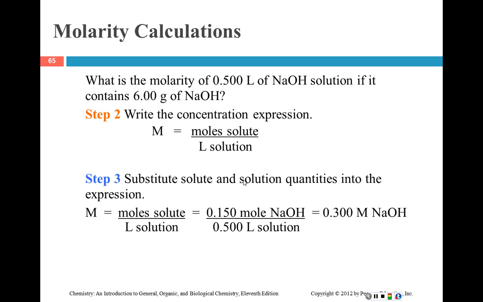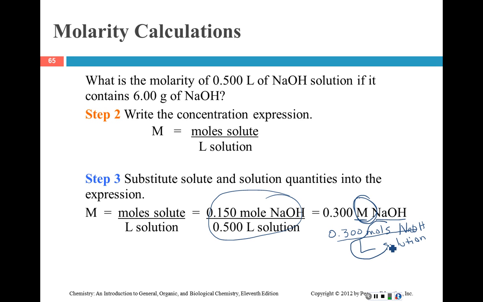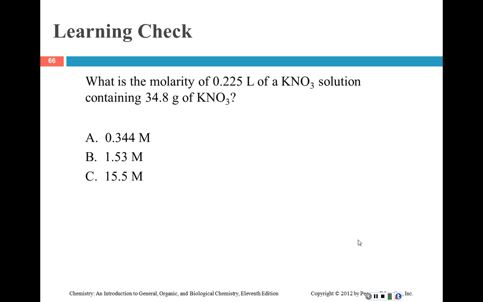So 0.15 moles divided by 0.5 liters gives us 0.300 molar sodium hydroxide, which is exactly the same as saying 0.300 moles of sodium hydroxide per liter of solution. It's important that you remember that that is the same as this when you're working problems.